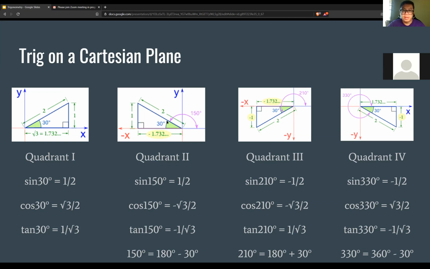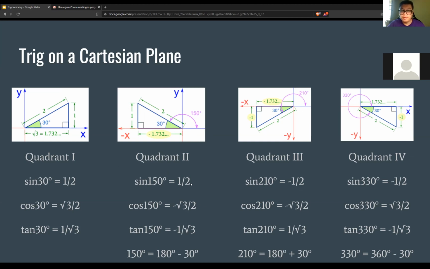We're not looking at the angle that's closest to the x-axis. We're looking at the angle that's made with the positive x-axis. So this side right here will be over here, and we're looking at the angle where it goes counterclockwise, this way, until it reaches the hypotenuse right here. So that angle right there is 150 degrees. And so sine of 150 degrees is still 1/2.